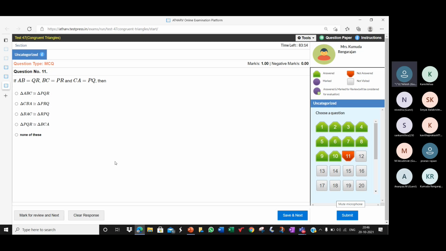Ma'am, triangle CBA is congruent to triangle PRQ, ma'am. So saying the second one, okay? Yes, ma'am. So AB is equal to QR, and then BC is equal to PR.